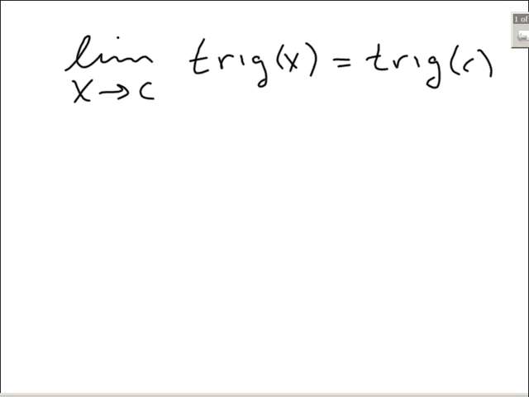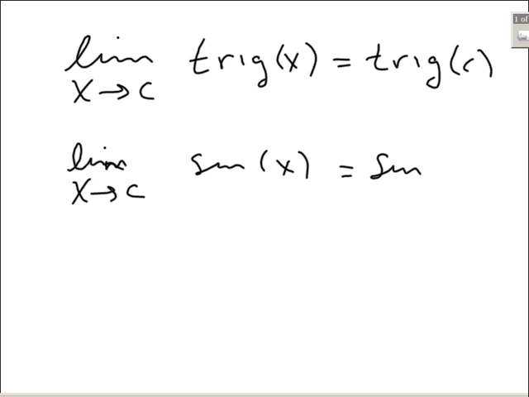What does that mean? That means replace the word trig with any trig function you like. Sine: the limit as x goes to c of sine of x equals sine of c. Replace trig with cosine: the limit as x goes to c of cosine of x equals cosine of c. This is true for all 6 trig functions.